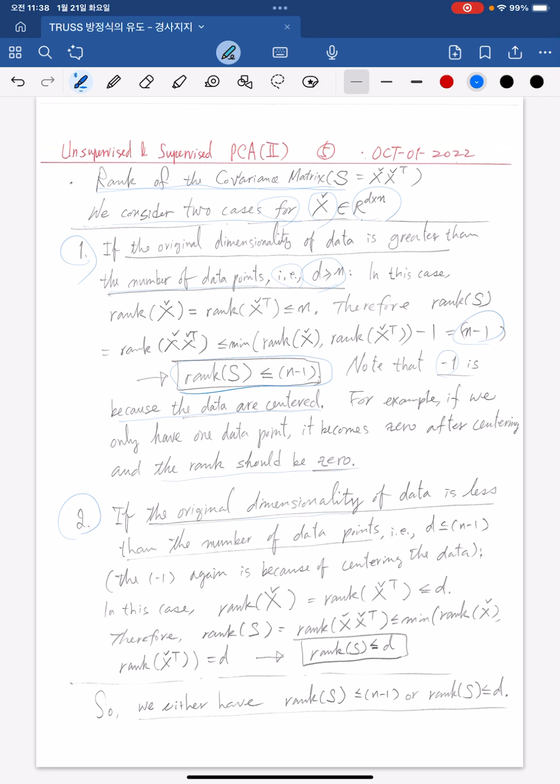If the original dimensionality of the data is less than the number of data points, that is, d is less than or equal to n-1. The n-1 again is because of centering the data. In this case, rank x check, equal to rank x check transpose, is less than or equal to d. Therefore, rank S is the minimum of these, which is d. Rank S is less than or equal to d. So we either have rank S less than or equal to n-1, or rank S less than or equal to d.